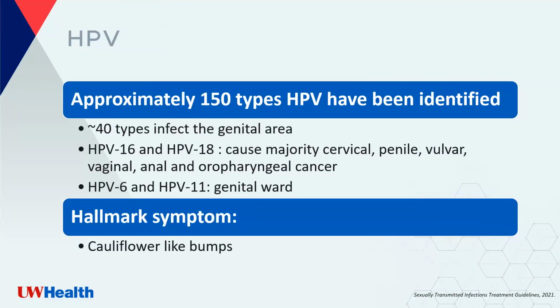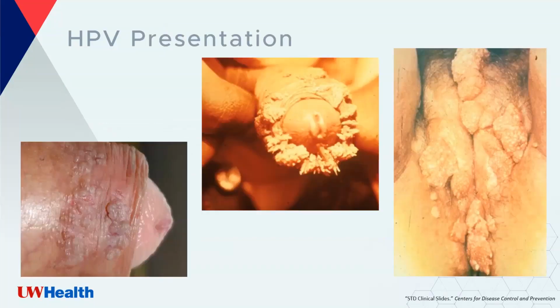Types 6 and 11 cause over 90% of genital warts, and the hallmark symptoms are going to be cauliflower-like bumps. And I do apologize, we do have graphic pictures coming up here. As you can see on the screen, the pictures on the right and the middle are a lot more severe cases of what HPV presents as. It's important to point out that the one on the left is more likely what you would see in clinic, compared to some of these more severe untreated HPV cases.